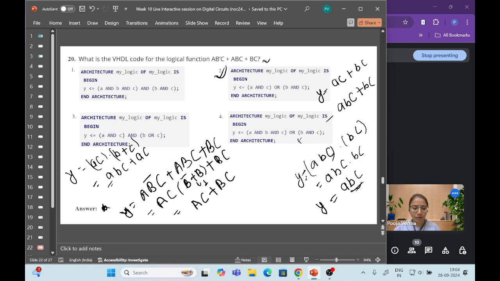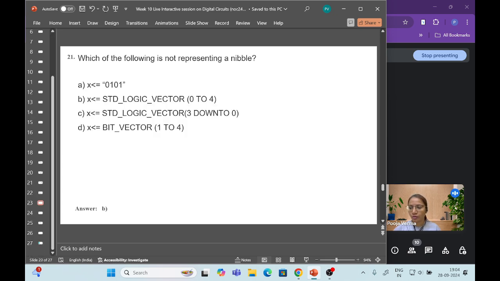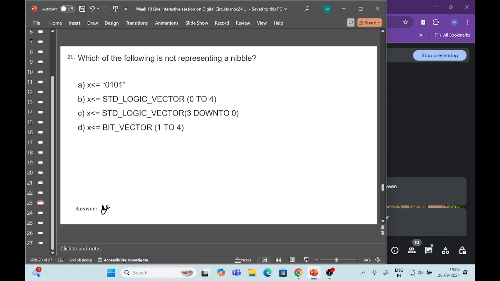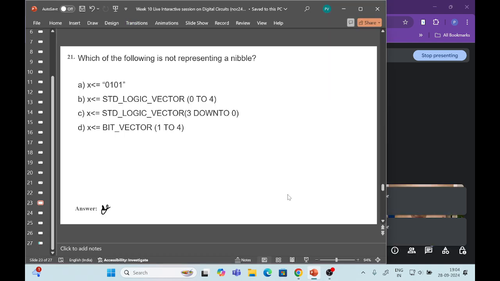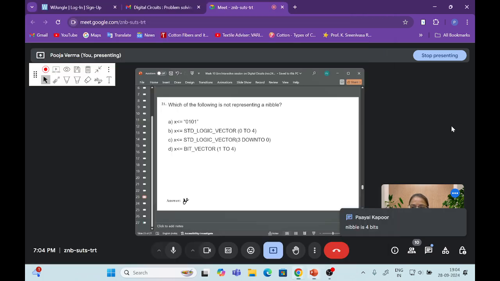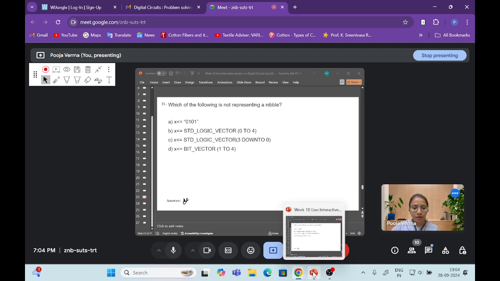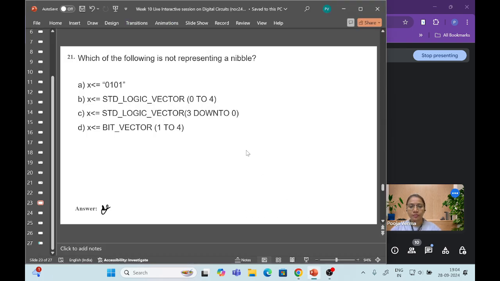Okay, so moving to the next question. Now the next one is, which of the following is not representing a nibble? We can describe how option 3 is not representing a nibble. A nibble is a group of 4 bits. Already we know that, a nibble is a group of 4 bits.